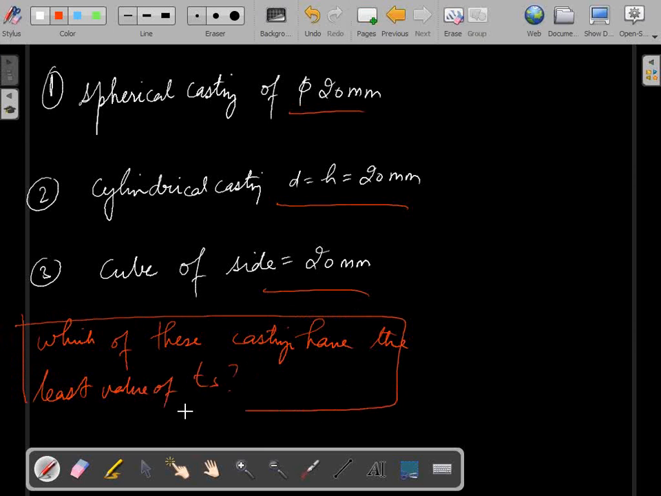Okay, you're asking about this question. Just keep it as C. Compare it by keeping it as C. Okay, you can compare it with a constant value. It'll cancel off, and then you can see which one is giving you the least amount of time for solidification.